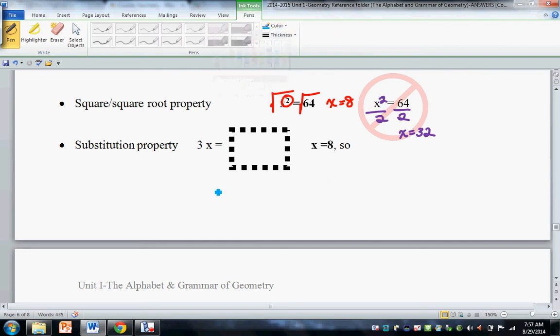Last one's really simple to understand. If I have substitution, I have 3x equals something and x equals 8. I circle 8. I substitute it. I can put an 8 there. And therefore, I substitute it in, and that would be 24.